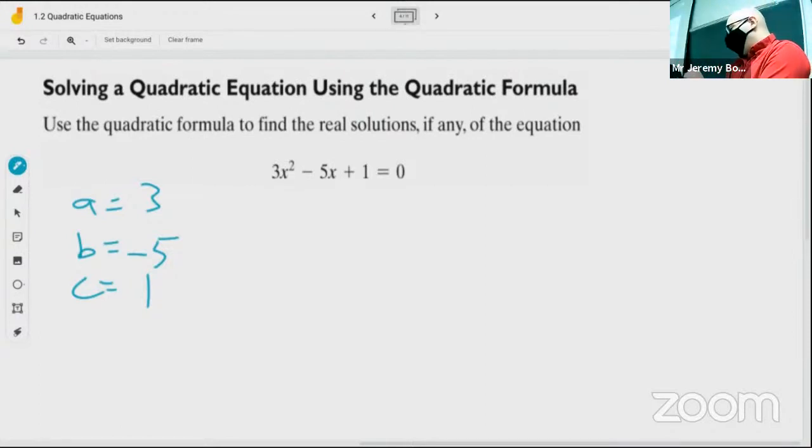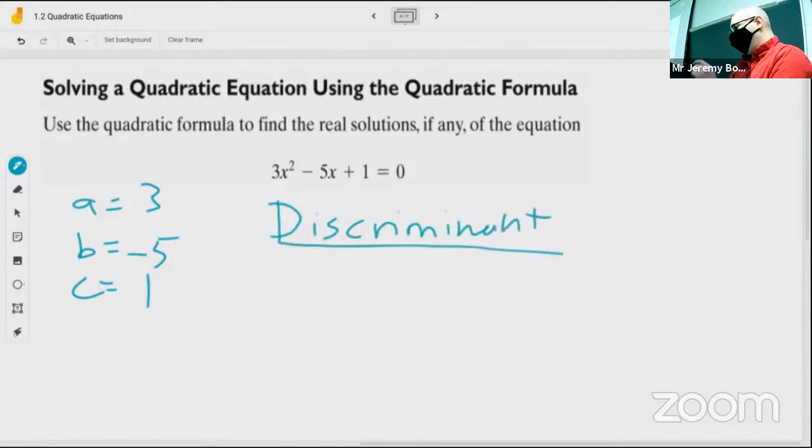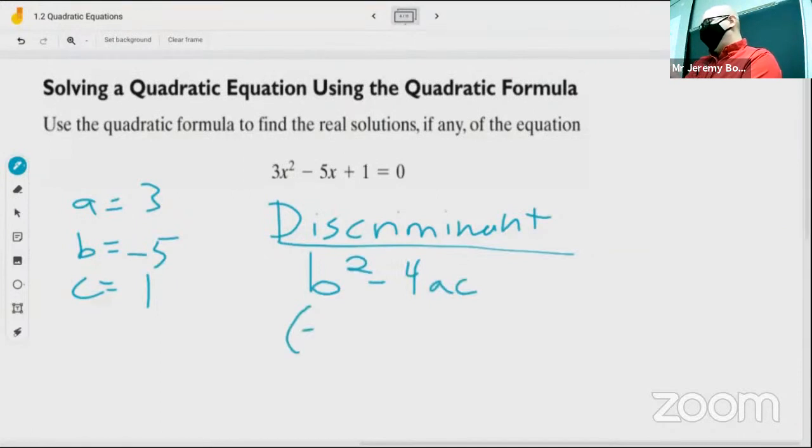And so the first thing we're going to talk about is the discriminant. We're going to calculate the discriminant, and we can make an assessment on whether we're going to have solutions or not. If we don't, we're doing no solution. So let's try it out. Remember, the discriminant is b squared minus 4ac. So in ours, it's going to be -5 squared minus 4 times 3 times 1.